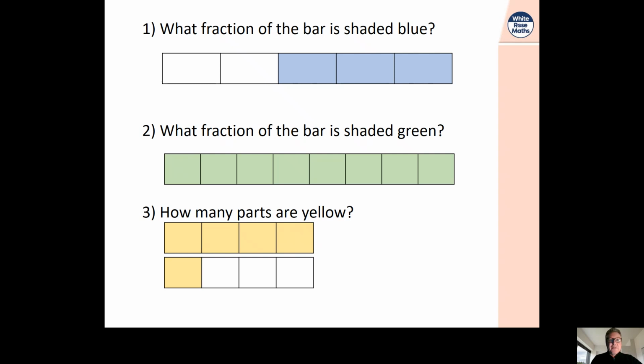So let's see how you got on and discuss any key points. What fraction of the bar is shaded blue? 3/5. So we've got 3 parts shaded out of 5 parts.